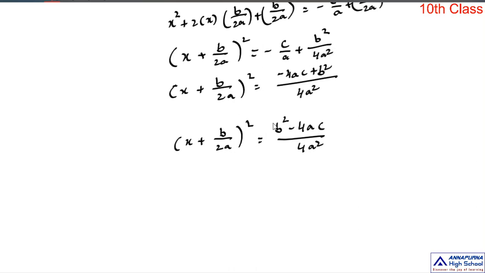Now transpose this square to the right side. When we transpose the square, you must put plus or minus on the right side part. So x plus b by 2a is equal to plus or minus root of b square minus 4ac by 4a square.